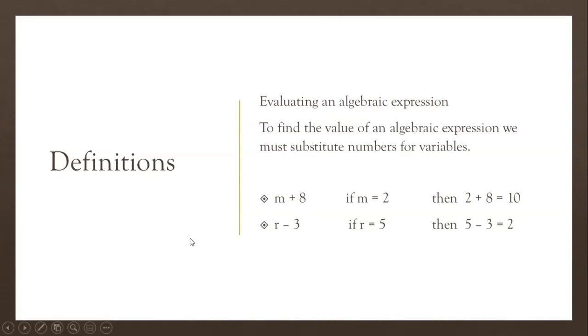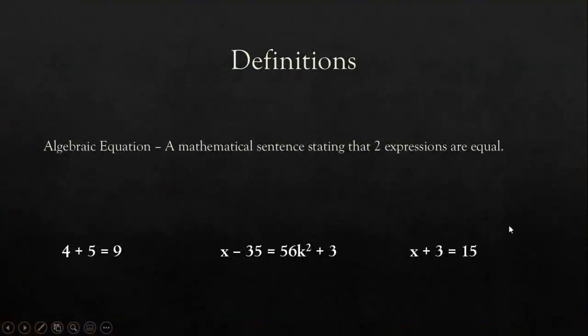So if we let m equal 2, then we'd get 2 plus 8 equals 10. And in this equation, if we let r equal 5, then 5 take away 3 would be 2. So similar to our substitution.